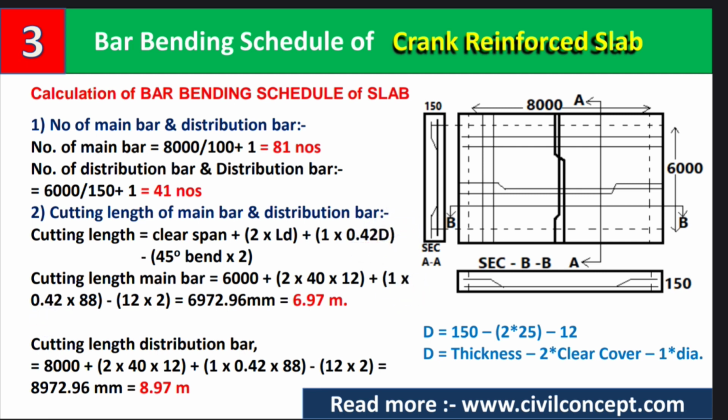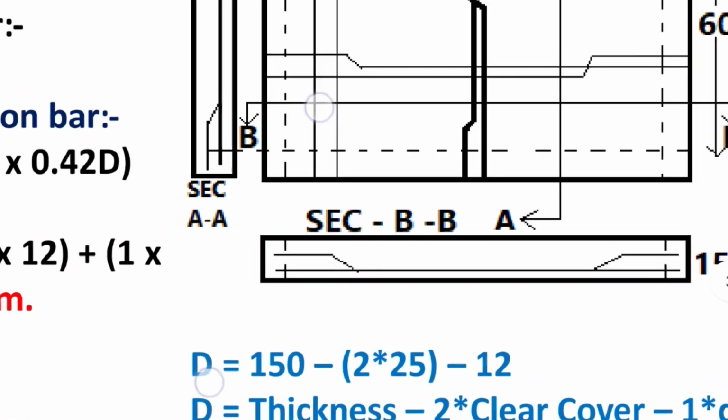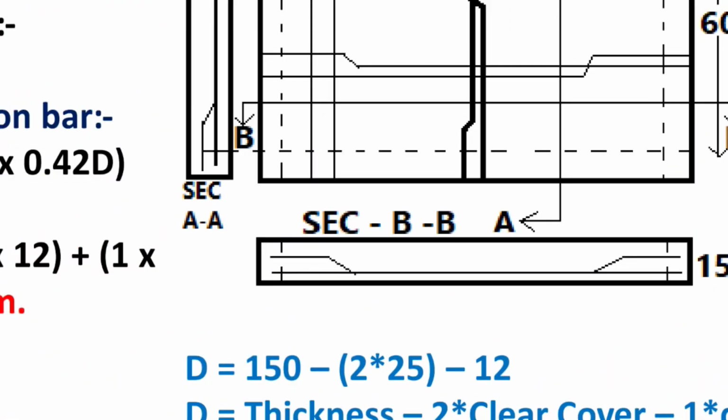And plus 1 into 0.42 into D. Now guys, this is very important, how to calculate D and what is D. So D is, you can see, this is the thickness of our slab, and when we zoom in, you can see here D is this distance. This is our D from here to here only. So when we subtract this clear cover and this clear cover below from the thickness of the slab, then we will get D.